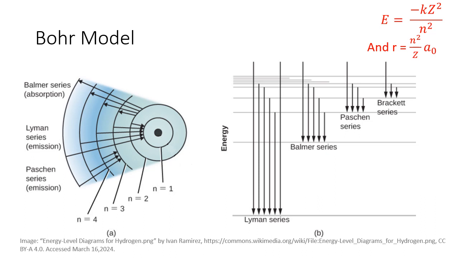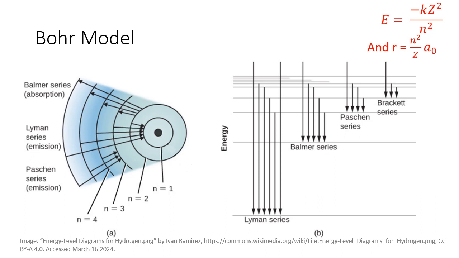At n equals 1, the one closest to the nucleus, it has the lowest energy that the electron can take, and this is called the ground state. The radius of the ground state, when n equals 1, is given by r equals n squared over z times a naught, where a naught is the Bohr radius, or 5.292 times 10 to the negative 10th meters. So there's a lower limit as to how close you can get to the nucleus without being absorbed by the nucleus. That's basically what Bohr was saying.